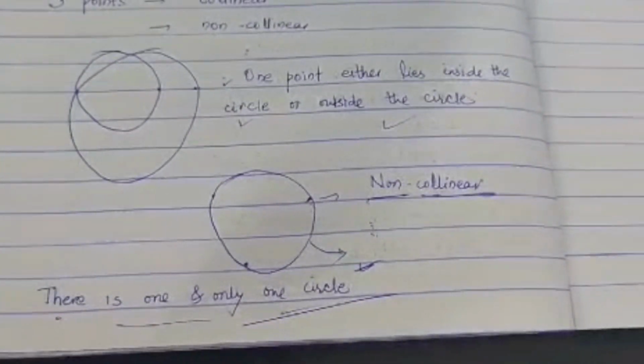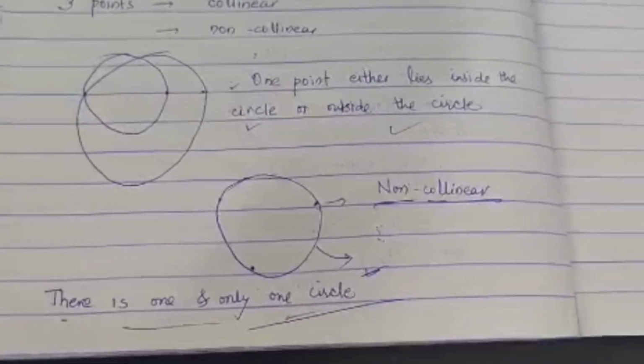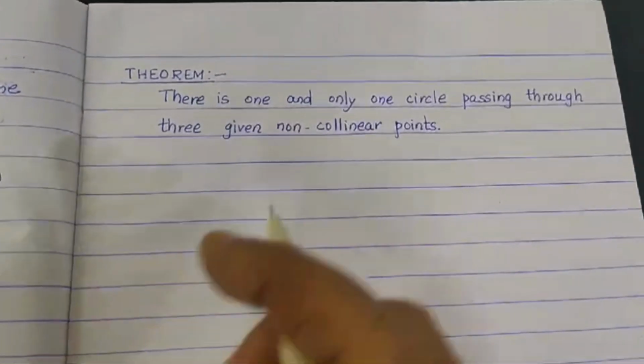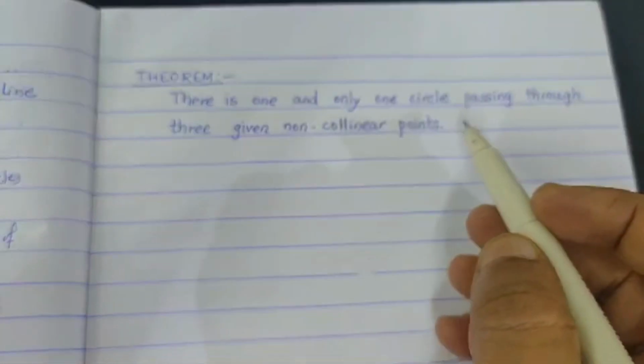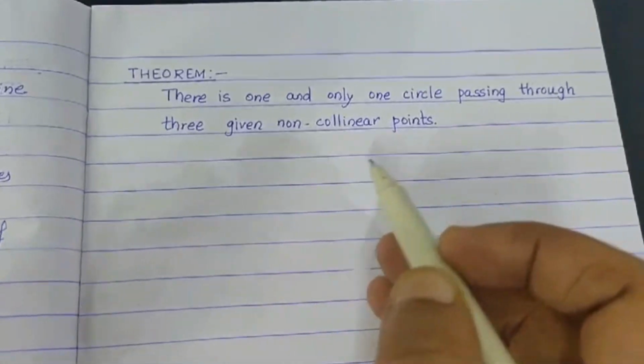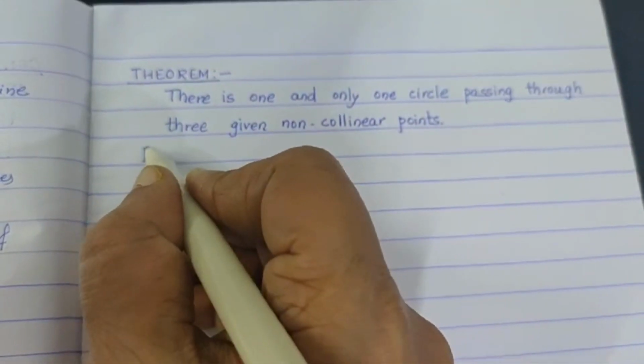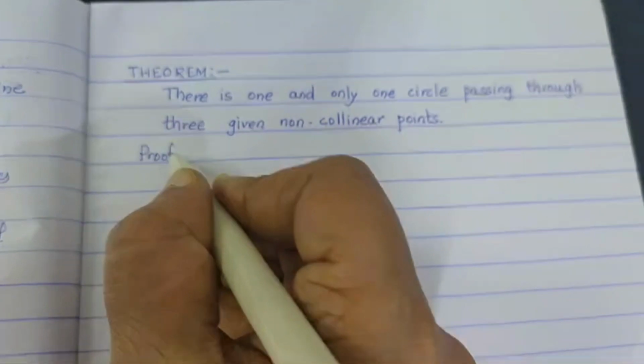So let's see the theorem and let's prove it. Friends, this is the theorem, that there is one and only one circle passing through 3 given non-collinear points, and we are going to prove it. So let's see the proof. It's a simple proof.